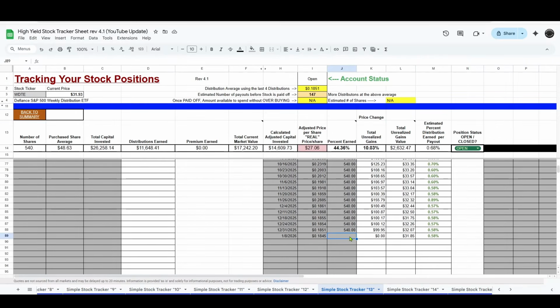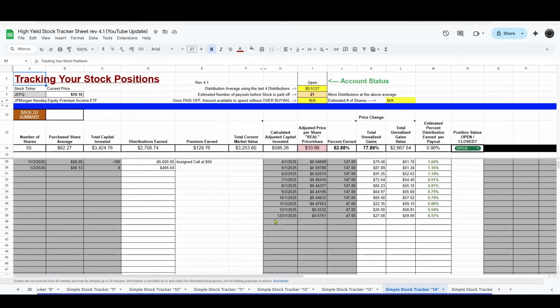WDTE, how many shares do I have? I've got 540 shares at 18 cents distribution. That real price per share, 27.06, now becomes 26.87. And I just keep bringing down that real price per share. And as you can see, if I were to sell at that current price of $31.93, which is the current price of WDTE, I will clear $2,732.